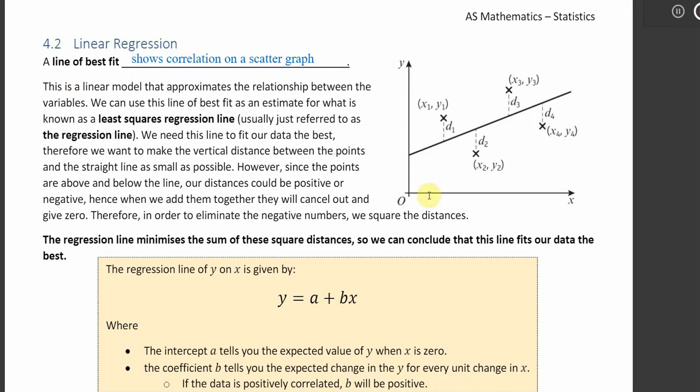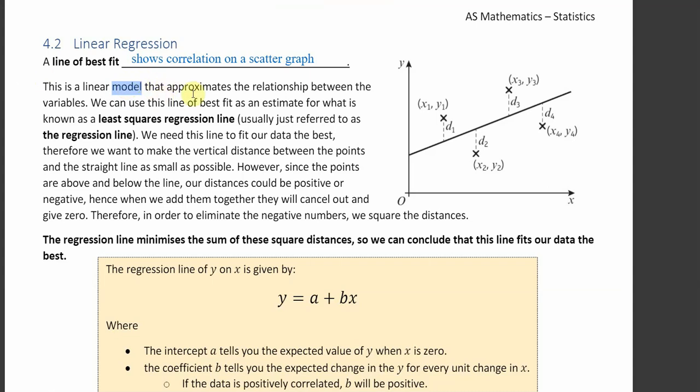So on the right we have a very small scatter graph with just 4 points, and we have a line of best fit. It's a line that helps us to see what type of correlation there is on a scatter graph. Now, a line of best fit is a linear model that approximates the relationship between the variables.